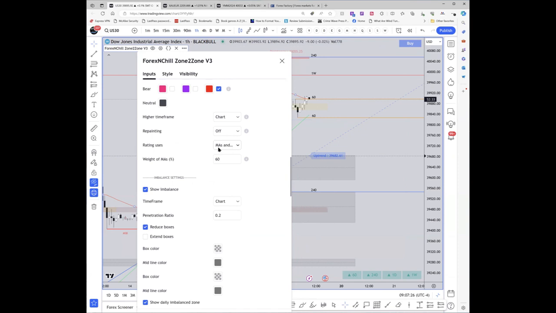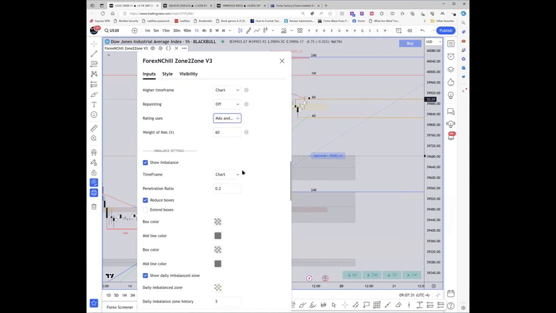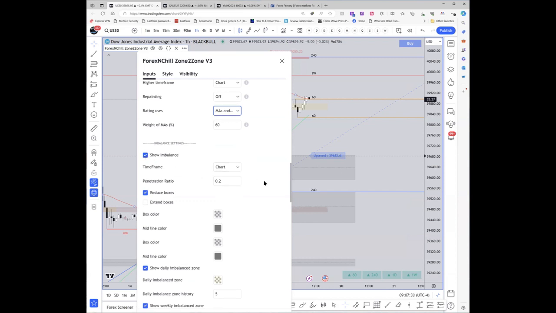This ensures the rating will not change during the current candle being formed. What does the rating use? There's moving averages and oscillators. I give 60% weight to the moving average. Do I want to show imbalances? Yes or no? I usually have this on no, but if it's on, you see the imbalances.